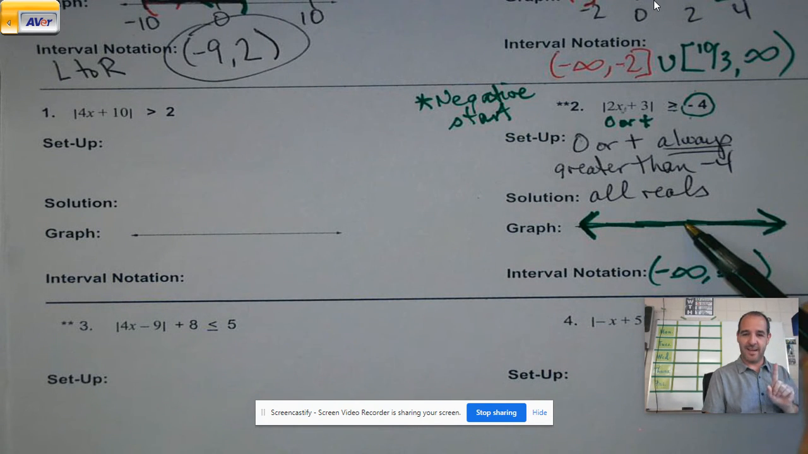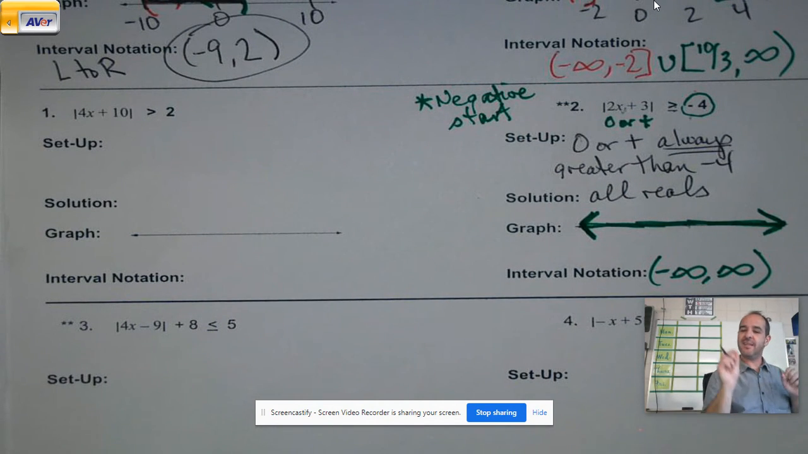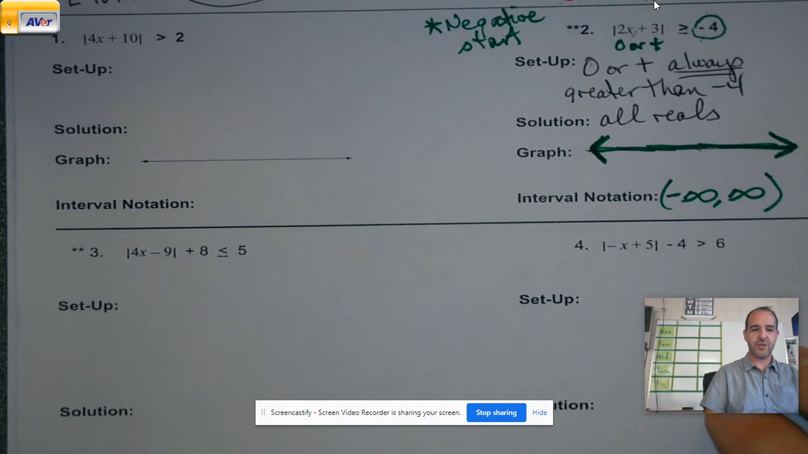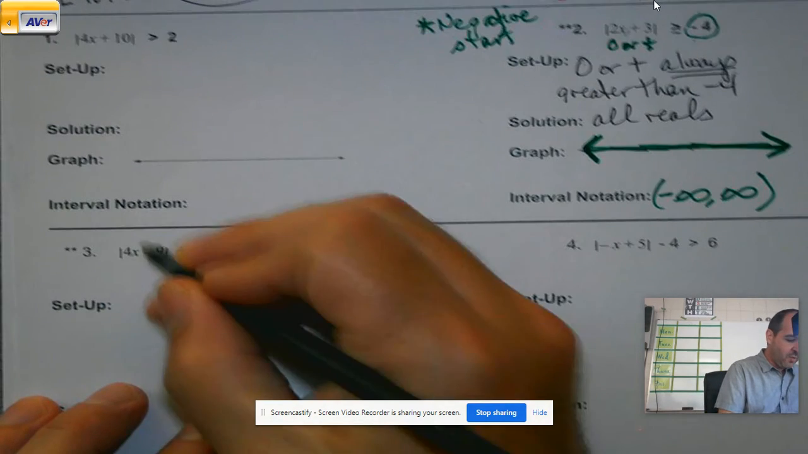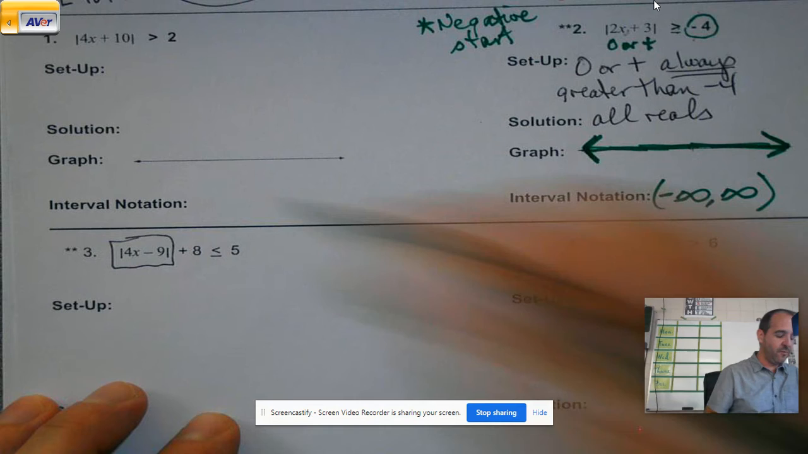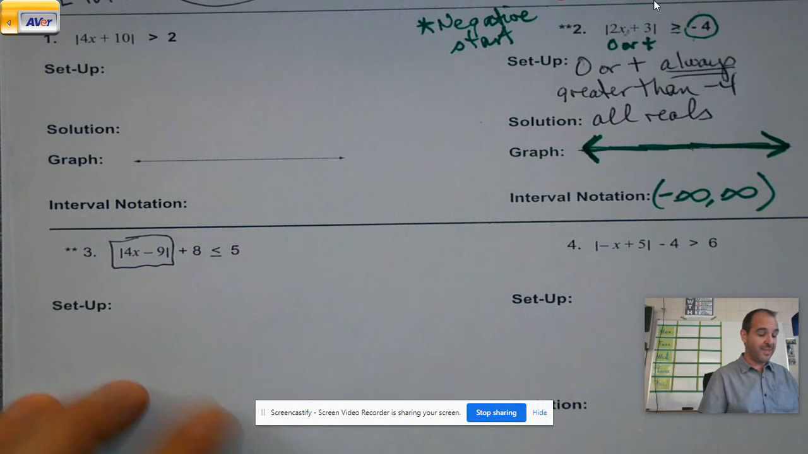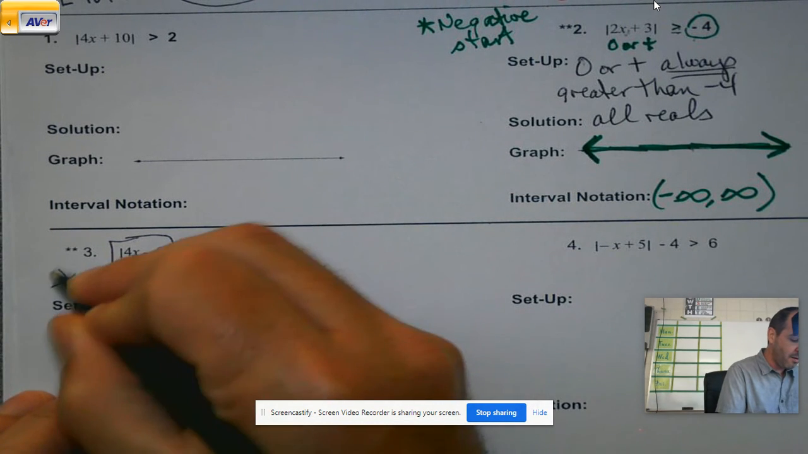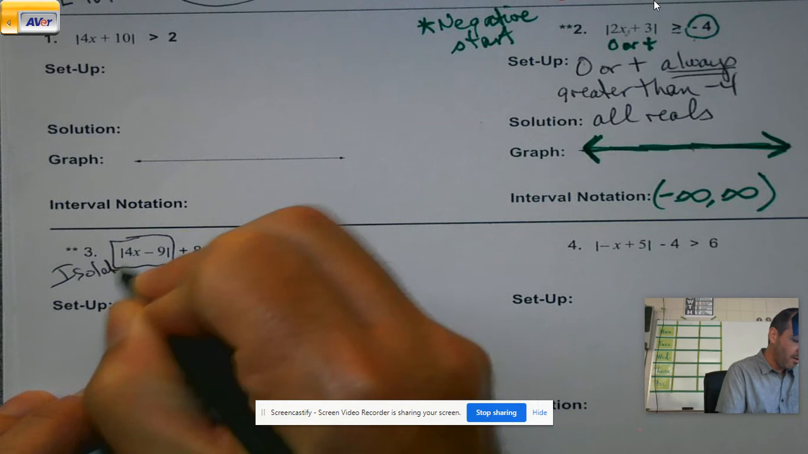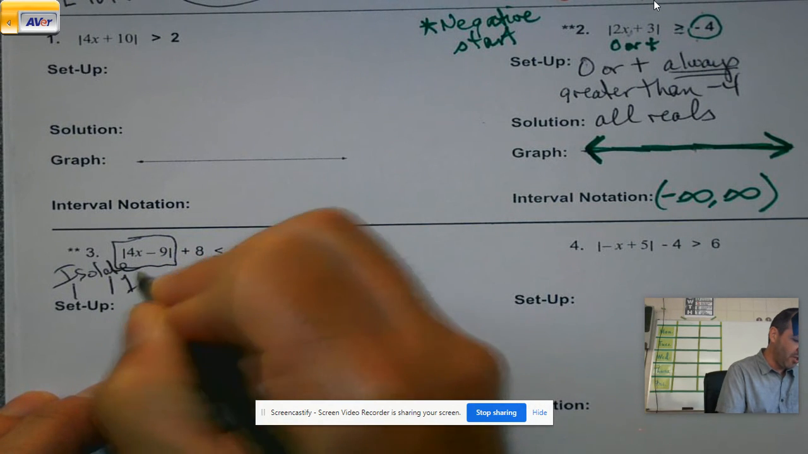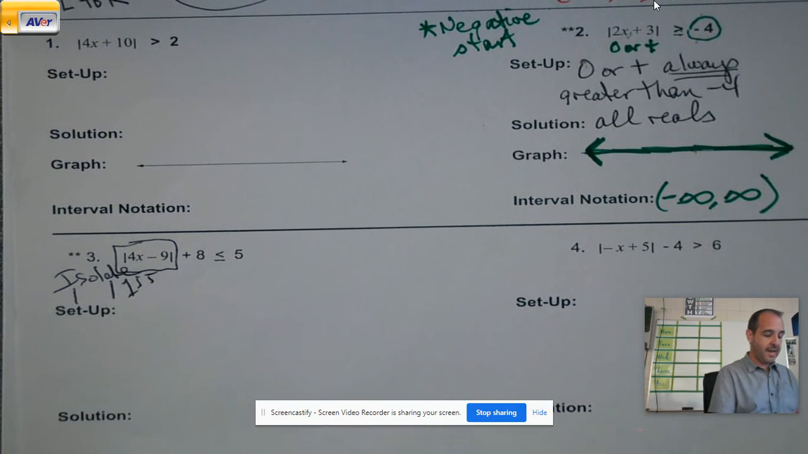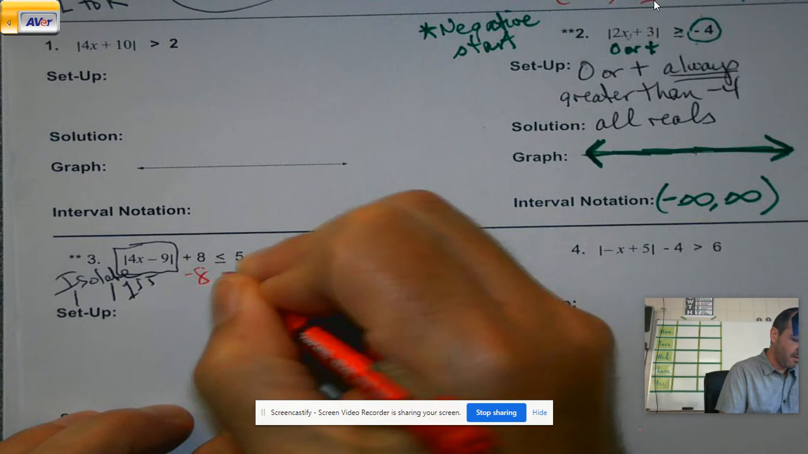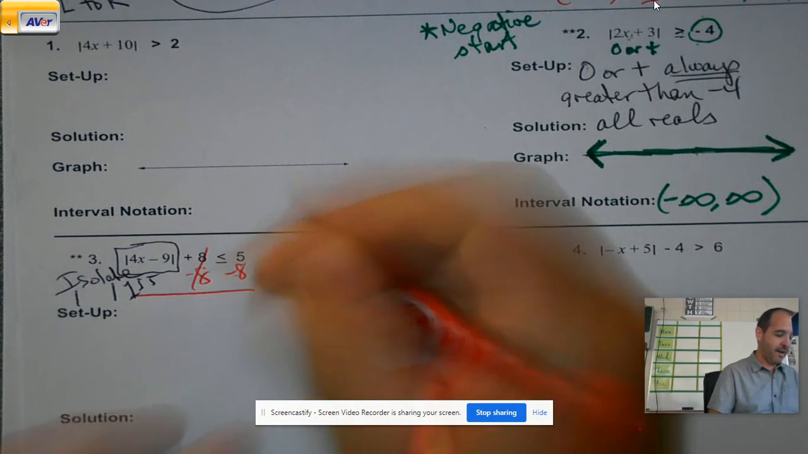Hang tight for a second. Okay? Keep 2 handy because we're going to look at number 3. It's close to being the same thing, but not quite. So let's see if we can keep them both on the screen here. So as we spoke about before, absolute value equations or inequalities, you need to isolate your absolute value first. So in this case, that means getting that 8 up out of there.